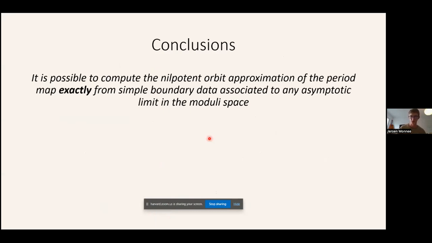So just to summarize my talk in one sentence, I would say we have shown that it is possible to explicitly compute the nilpotent orbit approximation of the period map exactly from just simple boundary data that you associate to any asymptotic limit in the moduli space.